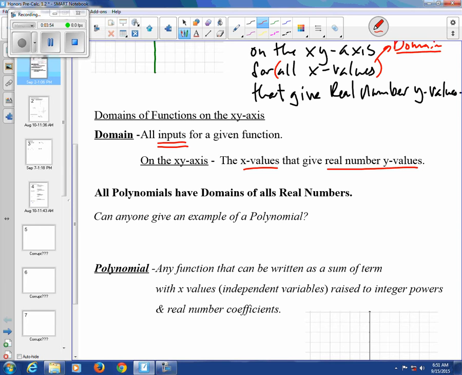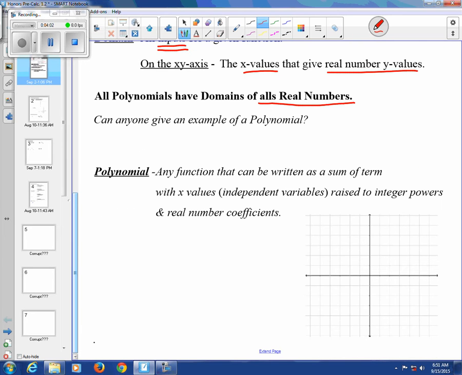One thing we can notice is that all polynomials have domains of all real numbers. And what this means is a polynomial is able to process every single x value on the x-axis and give a real number y value. Well, why is that? Well, let's look at how we define a polynomial. We say that a polynomial is any function that can be written as the sum of terms with x values or independent variables raised to integer powers.